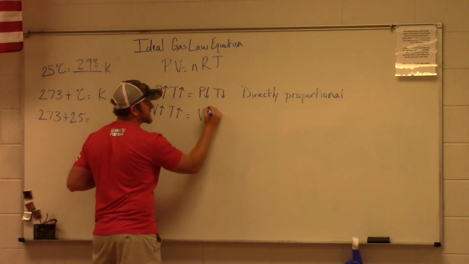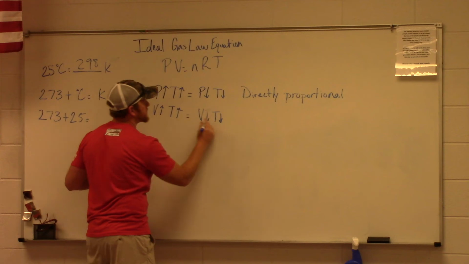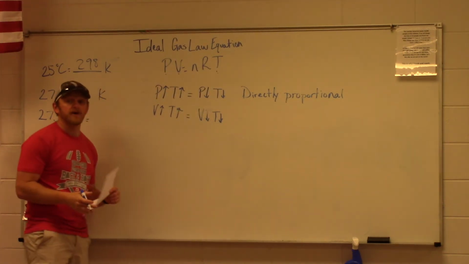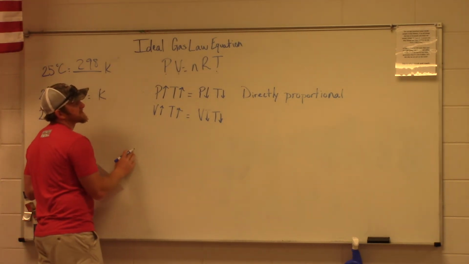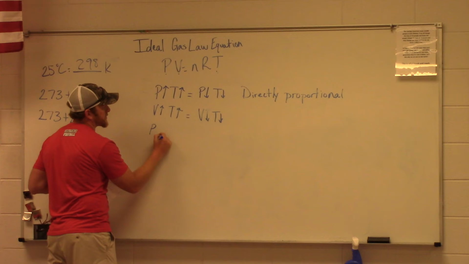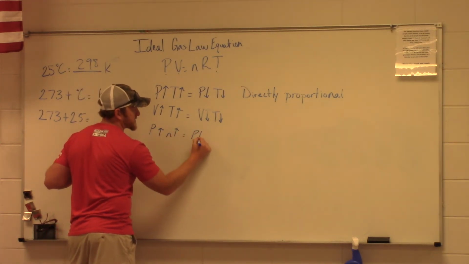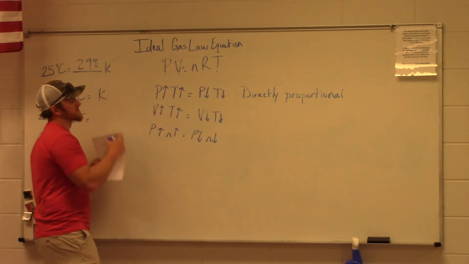If volume goes down, temperature will go down. You see pressure, temperature, volume, temperature, so they're on opposite sides of the equation. With the next one, we can say that if pressure goes up, the number of moles will go up. If pressure goes down, you assume the number of moles will go down, and vice versa. And this can keep going.